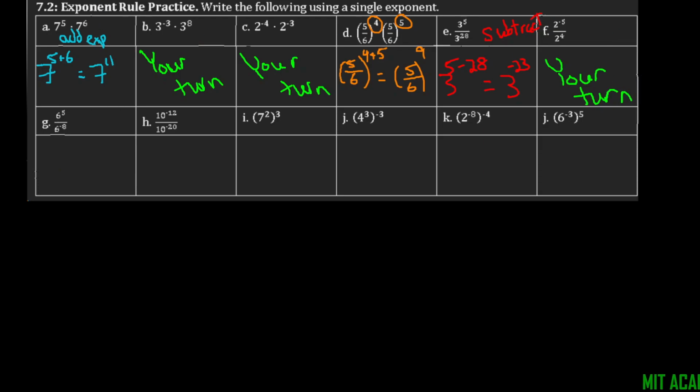There we go. For this next one, I have 6 to the power of 5 minus a negative 8. Make sure that it's almost like you're adding your exponents, because I'm subtracting a negative. So that's the same as 6 to the power 5 plus 8, which is equal to 6 to the power 13. Now try that same idea, make sure you subtract, so it's going to be negative 12 minus a negative 20. For this one, it's your turn as well.